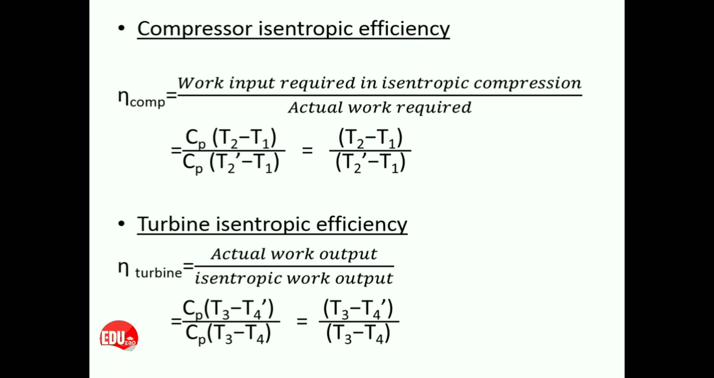And coming to the compressor isentropic efficiency, eta compressor is equal to work input required in isentropic compression divided by actual work required. That is Cp into T2 minus T1 divided by Cp into T2 dash minus T1. Cancelling the common terms, we get T2 minus T1 divided by T2 dash minus T1. Now coming to the turbine isentropic efficiency, eta turbine is equal to actual work output divided by isentropic work output, and the final relation will be T3 minus T4 dash divided by T3 minus T4.